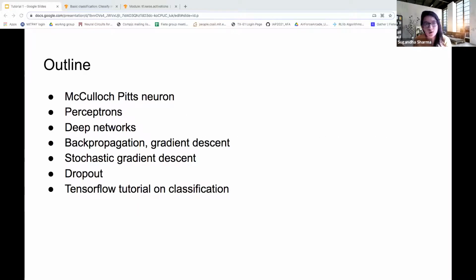I'll be covering some basics of neural networks, and this is an outline of what I'll be covering. I'll start with some history from where we began this journey of neural networks, and that includes McCulloch-Pitts and perceptrons, and then we'll go to deep nets, and then we'll talk about some of the supervised learning algorithms like gradient descent and backpropagation. And then we'll talk about some of the regularization techniques, specifically dropout in this case, and then I'll show you a very simple tutorial in TensorFlow on doing very simple classification using these networks.